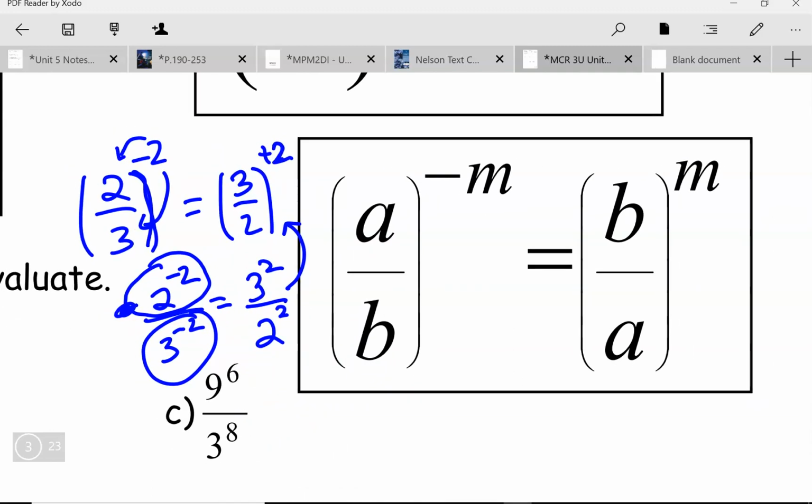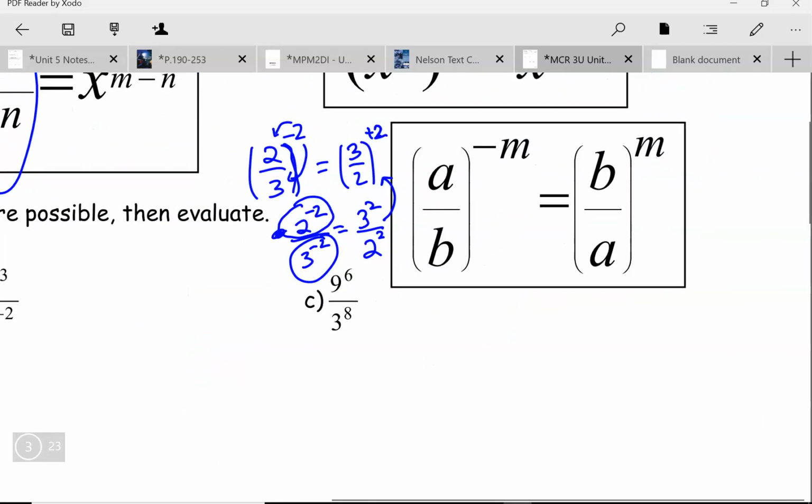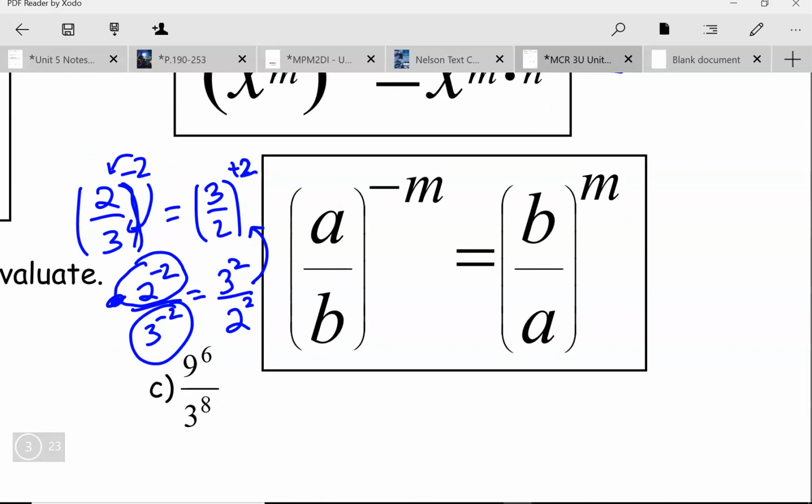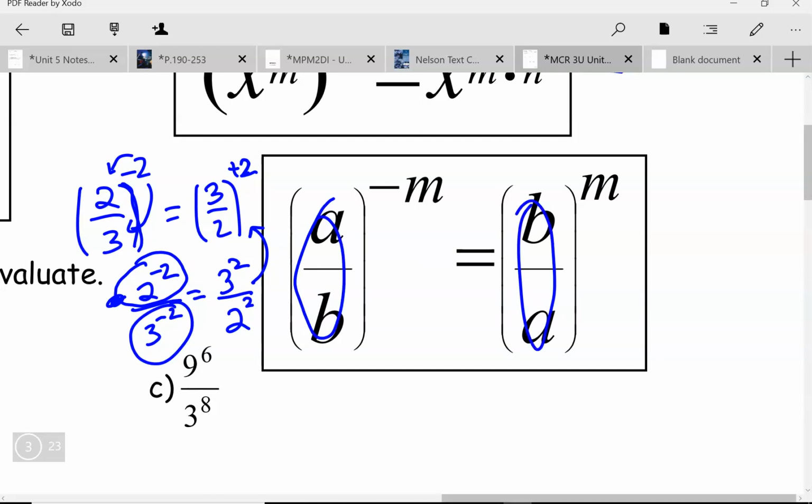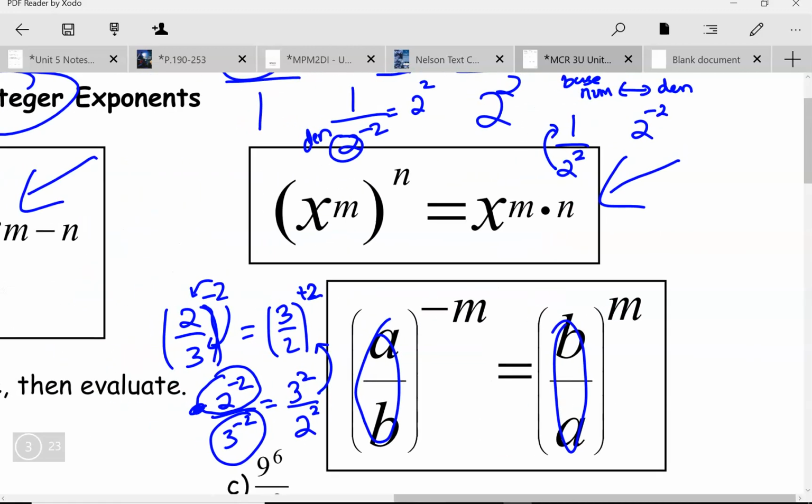However, it does get confusing when you're dealing with ones. That's why I recommend not memorizing this rule, but really understanding where we're getting this rule from. We're essentially just using the principle that we move the base from the numerator to the denominator, and that changes the sign of the exponent.